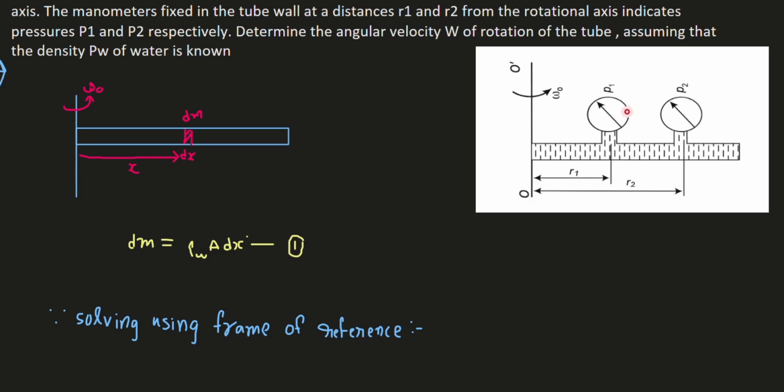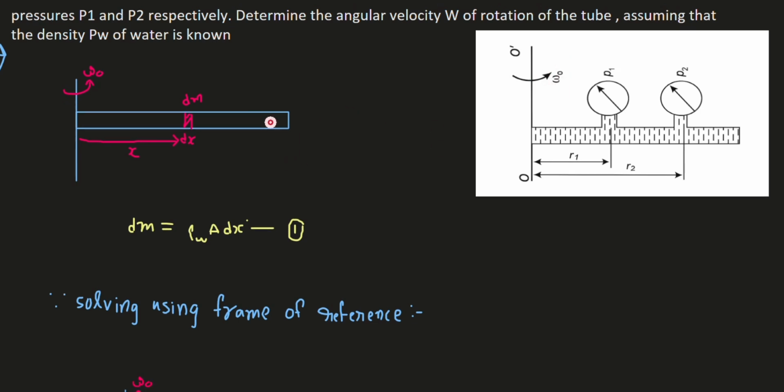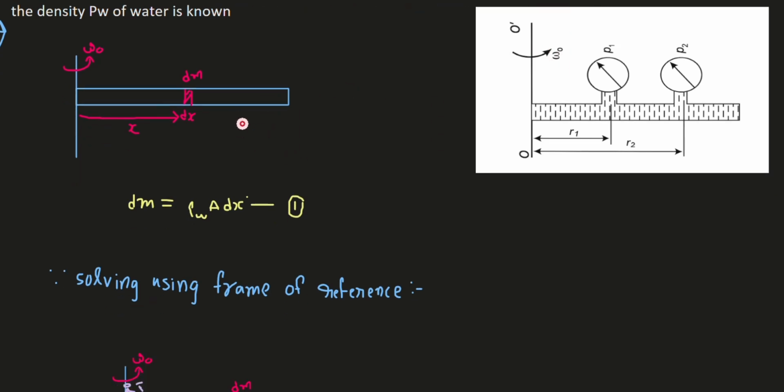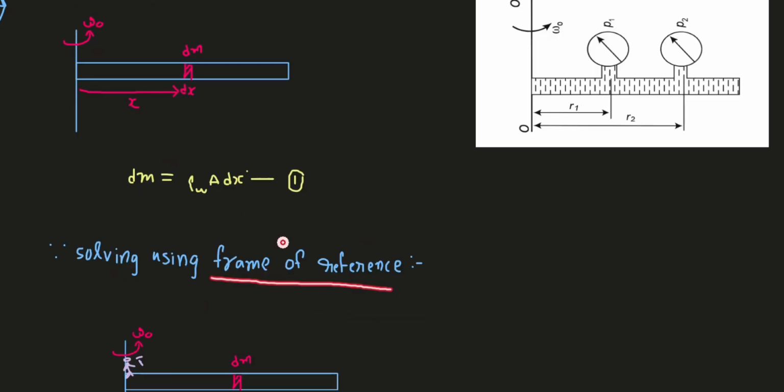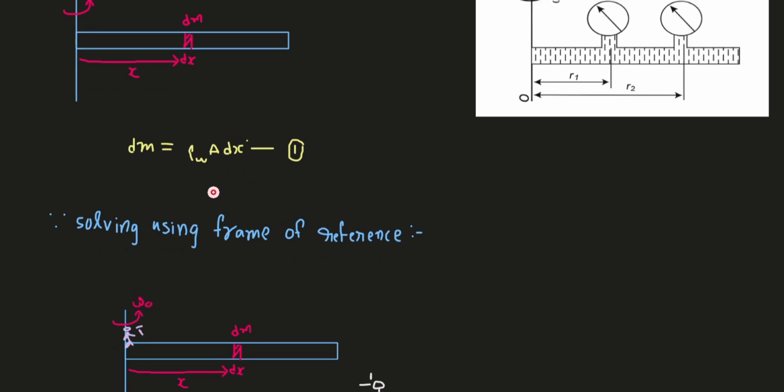So they have given both pressures P1 and P2 at distances R1 and R2 from the axis. The axis is rotated with the angular velocity omega, and we have to find this omega. We have to solve this problem by using a frame of reference, so we can solve it easily.